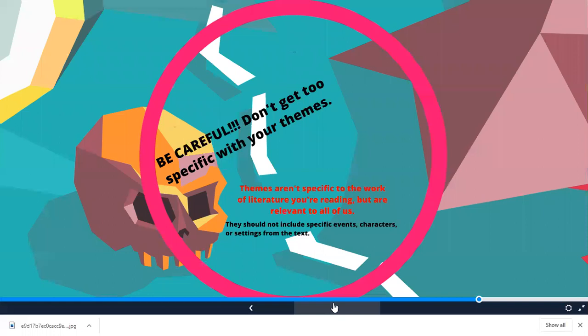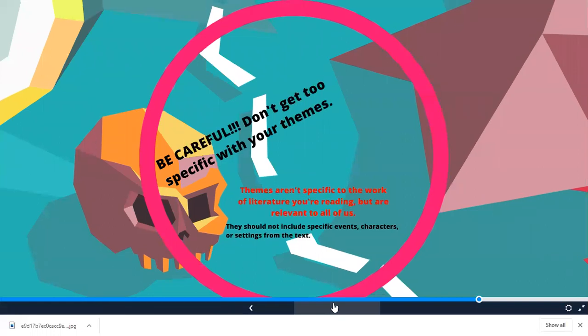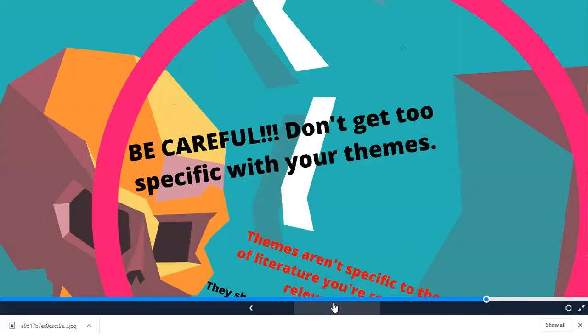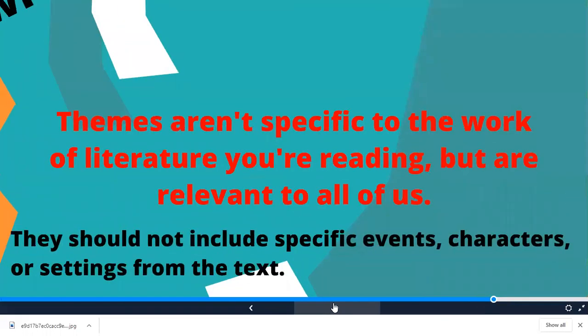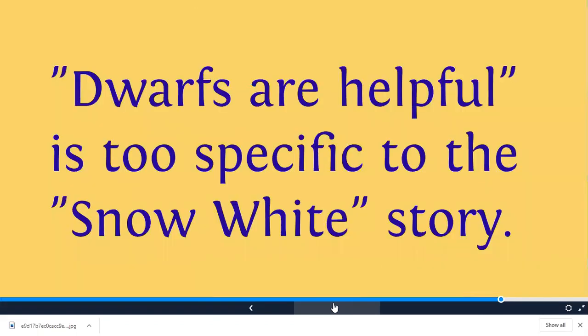Be careful that you don't get too specific with your themes. Themes aren't specific to the work of literature that you're reading, but relevant to everybody. So a theme should be relevant to you, to me, to Steve, to Bob, to everybody, right? They should not include specific events, characters, or setting from the text. "Dwarves are helpful" is too specific to the Snow White story.